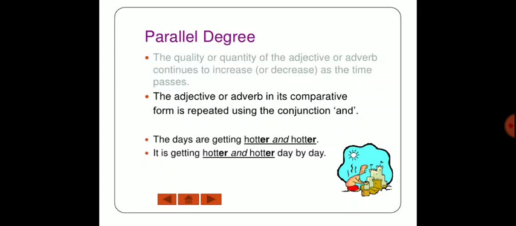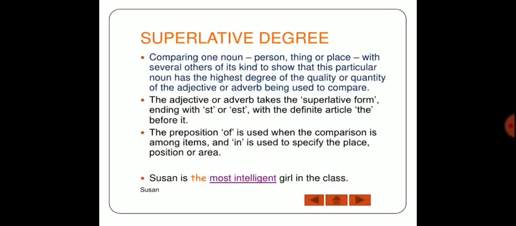Here the adjective or the adverb in its comparative form is repeated using the conjunction and. So this is the main thing: always and is used in this degree. And the last one is the superlative degree.